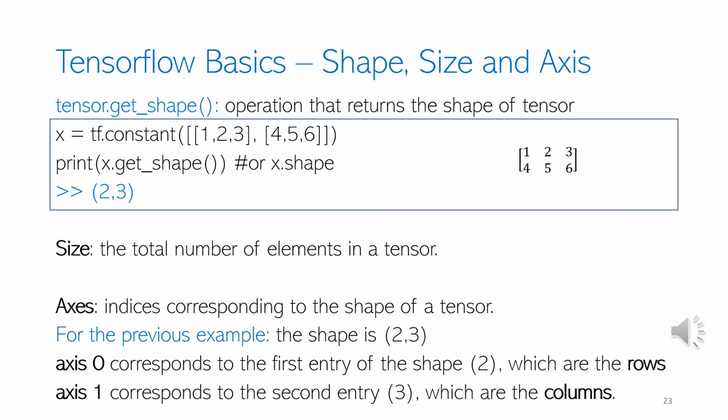To access the shape of a tensor, you can use the getShape function or simply the shape property. For example, here we have a 2 by 3 tensor, and if we print x.getShape or simply x.shape, we get the shape of the tensor. The size of a tensor is basically the total number of elements in a tensor. For example, here x.size will return 6.